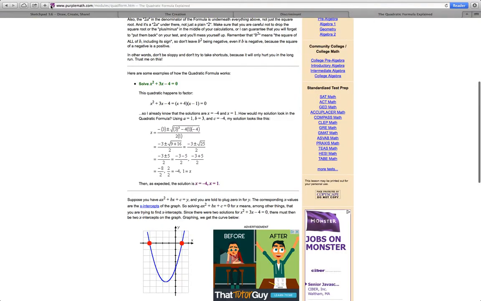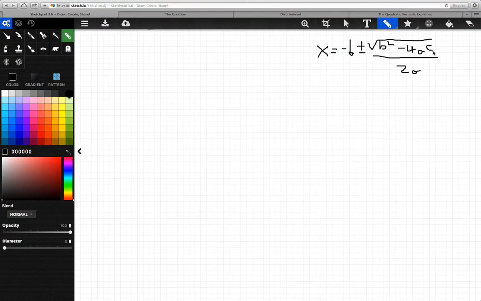So the problem we're going to be working off today is going to be x squared minus 7x plus 6. Alright, so that's the trinomial we're going to be working off today.